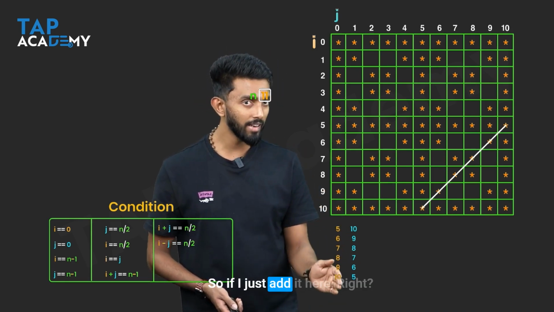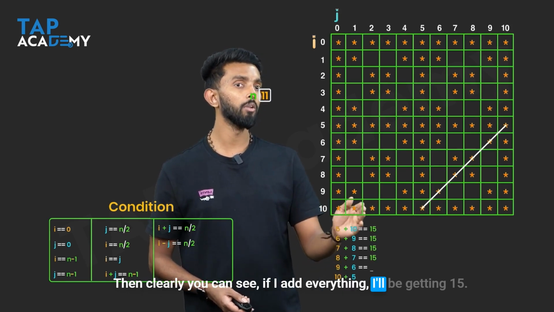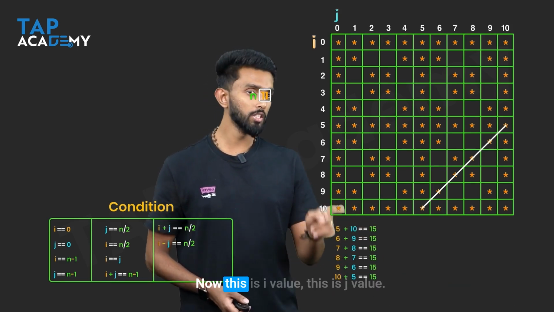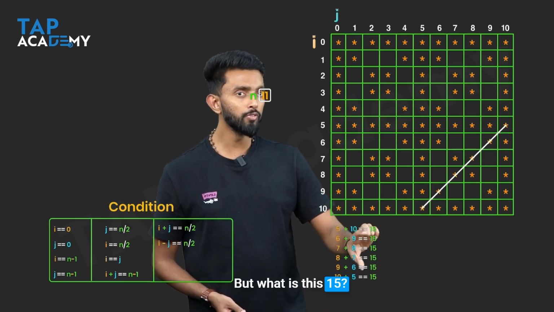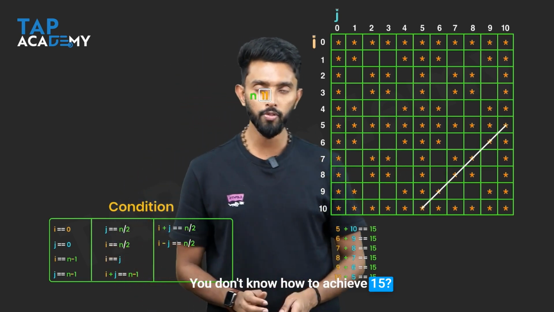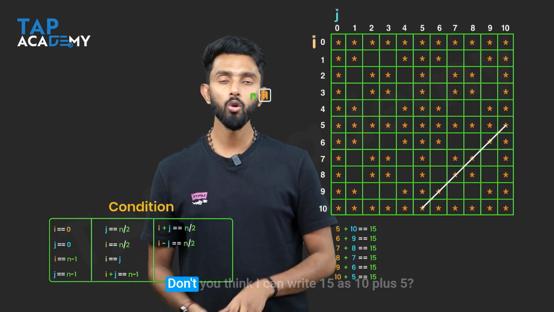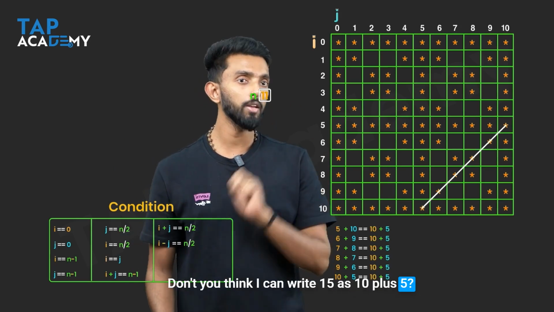So if I just add it here, right, then clearly you can see if I add everything, I'll be getting 15. Now this is i value, this is j value. But what is this 15? I don't know how to achieve 15. You don't know how to achieve 15? Very good. Split 15 into two values. Don't you think I can write 15 as 10 plus 5?